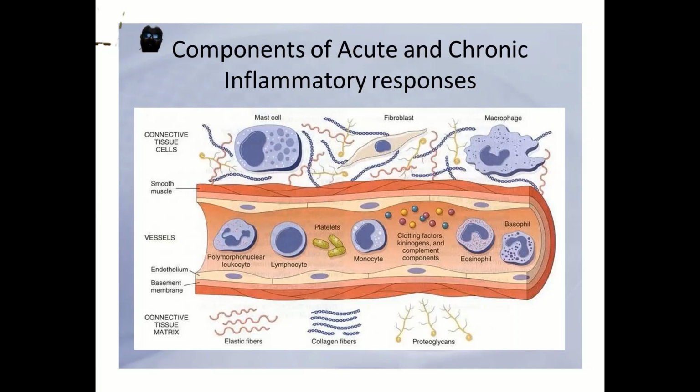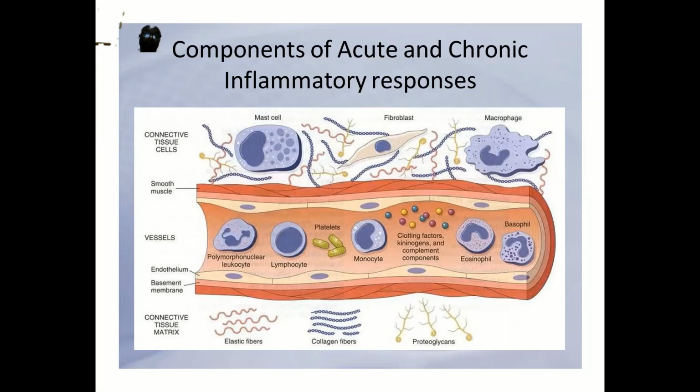So at the connective tissues, you can see there are the mast cells. The mast cells work together with the basophils, and they produce what? They produce heparin, they produce histamine, and also they produce prostaglandins, in terms of factors of acute inflammation. So they are in the connective tissues, and that is their work.